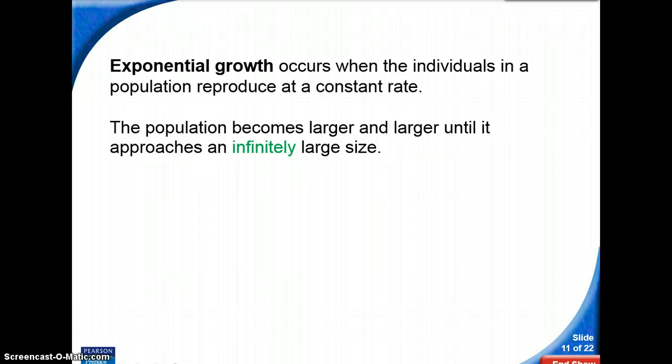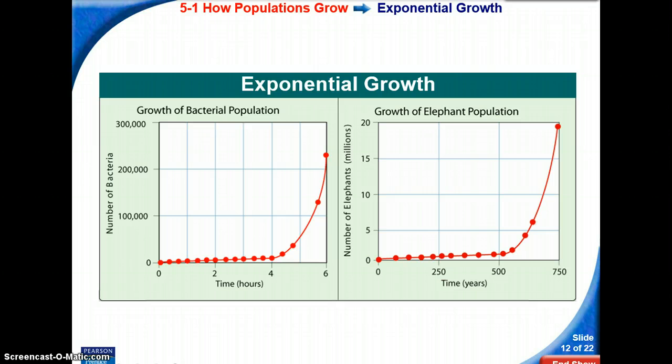So this exponential growth occurs when the individuals in a population reproduce at a constant rate. So the individual organisms are reproducing constantly, then you're going to get more people growing, then you're going to get more people reproducing. So what that does is the population becomes larger and larger until it approaches an infinitely large size. So it just keeps growing, and there's kind of no cutoff for it.